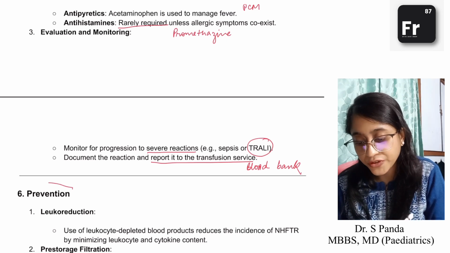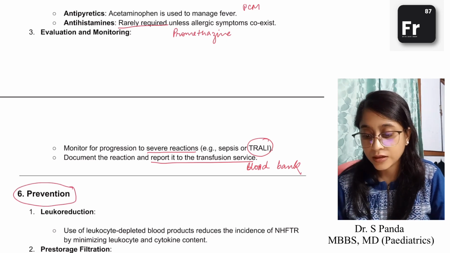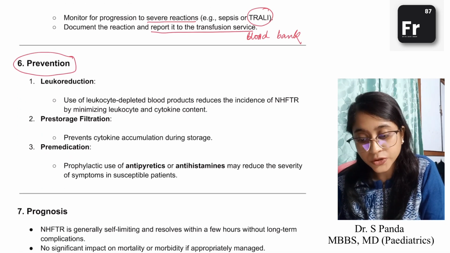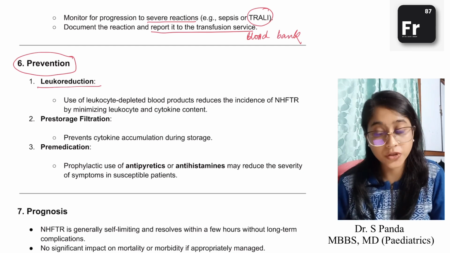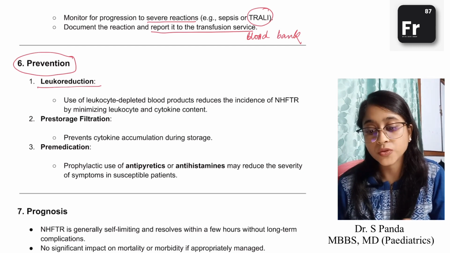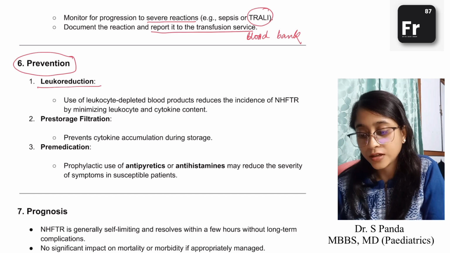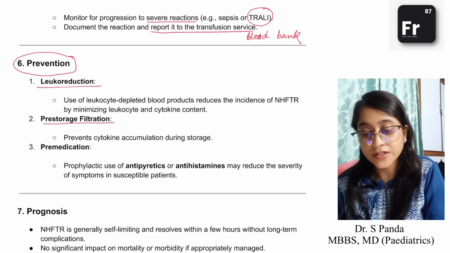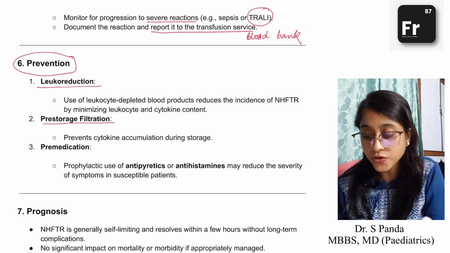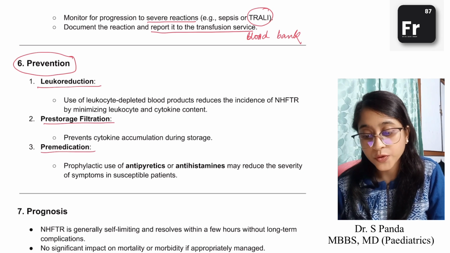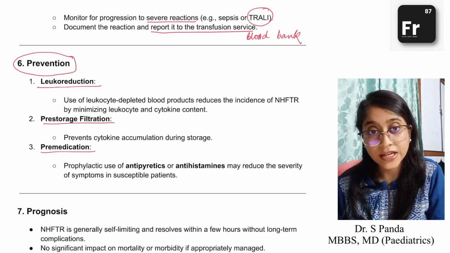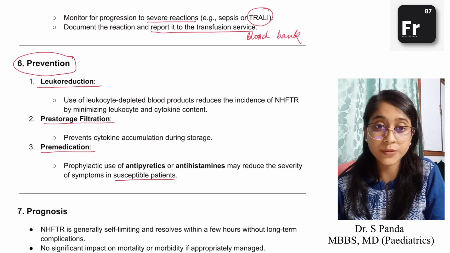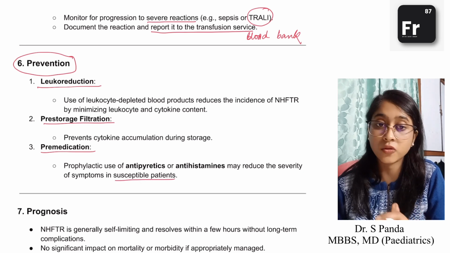How do we prevent NHFTR? Number one is leukoreduction, the use of leukodepleted blood products, minimizing leukocyte and cytokine content. Pre-storage filtration prevents cytokine accumulation during storage, and pre-medication: prophylactic use of antipyretics or antihistamines may reduce the severity of symptoms only in susceptible patients. Do not use these in all patients.